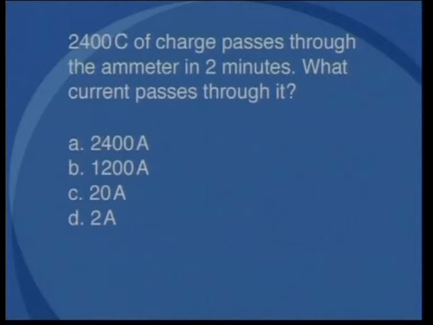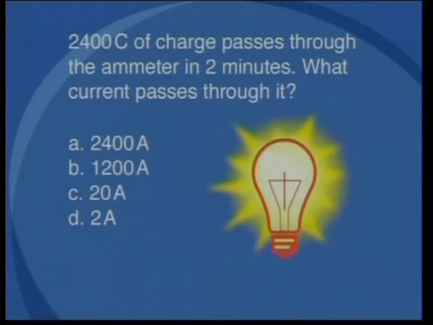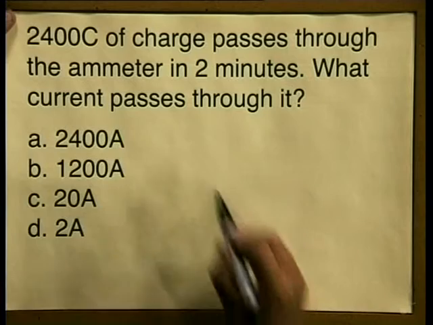2,400 coulombs of charge passes through the ammeter in 2 minutes. What current passes through it? A, 2,400 amperes, B, 1,200 amperes, C, 20 amperes, or D, 2 amperes. Right, let's do our calculation.